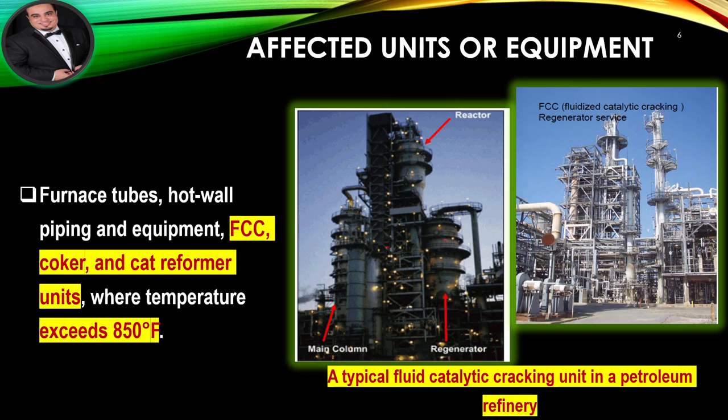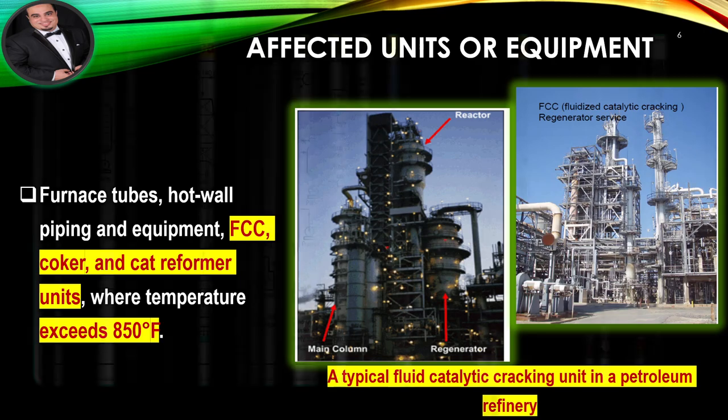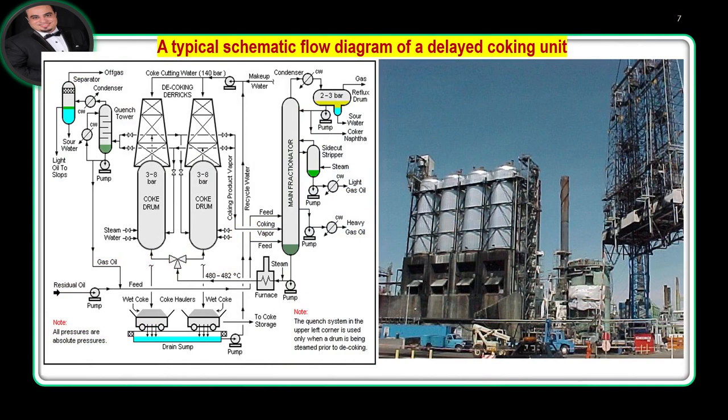Affected units or equipment. Furnace tubes, hot wall piping, and equipment, FCC, coker, and CAT reformer units, where temperature exceeds 850 degrees Fahrenheit. A typical fluid catalytic cracking unit in a petroleum refinery as shown in image. A typical schematic flow diagram of a delayed coking unit as shown in images.